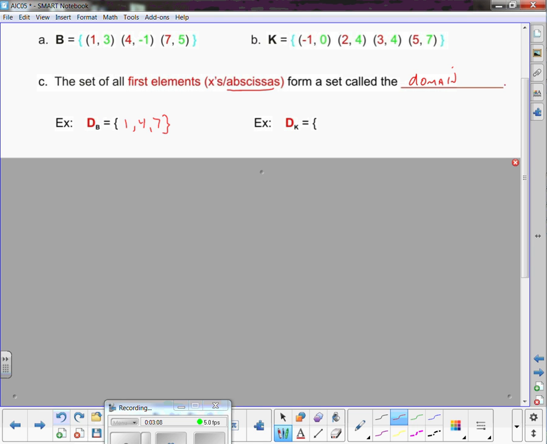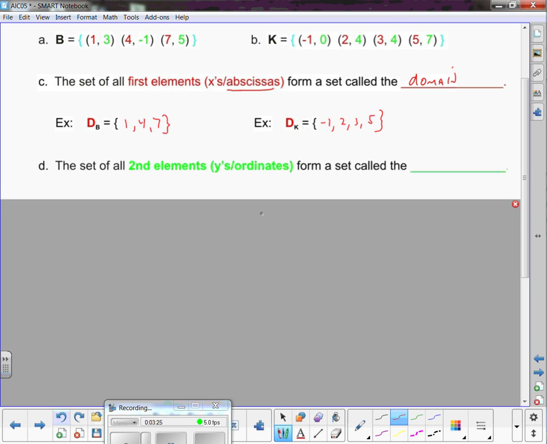So second domain would be, go ahead and finish it off, pretty simplistic. Write the domain for set K. And again, things are color-coded, so it should be pretty easy. Like -1, 2, 3, 5. Don't forget to close the braces, right? Always put your sets in braces.